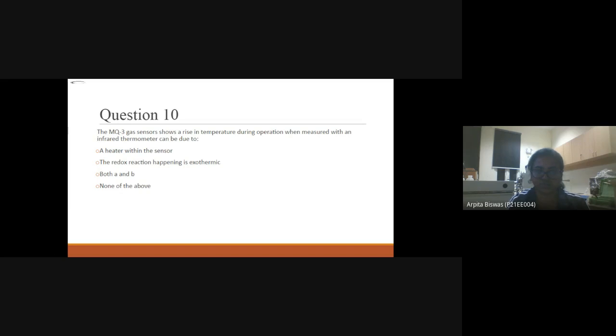The MQ3 gas sensor shows a rise in temperature during operation when measured with an infrared thermometer. This can be due to a heater within the sensor, or the second option, the redox reaction happening is exothermic, and the third option is both A and B, and the last option is none of the above.